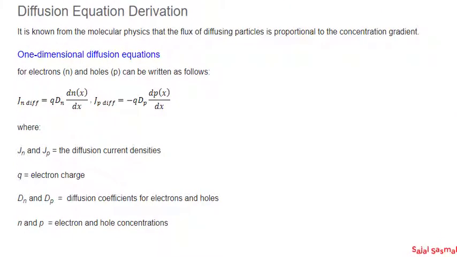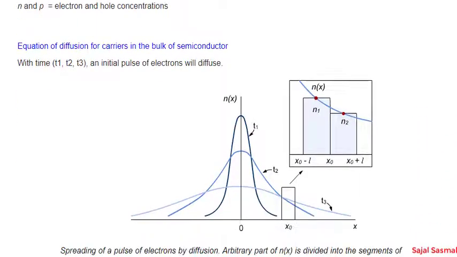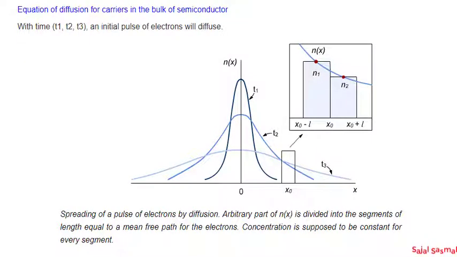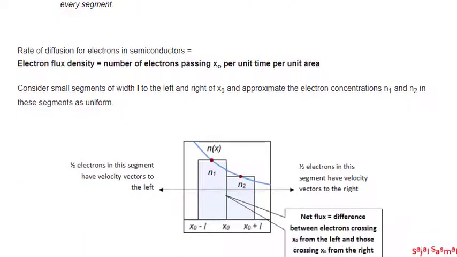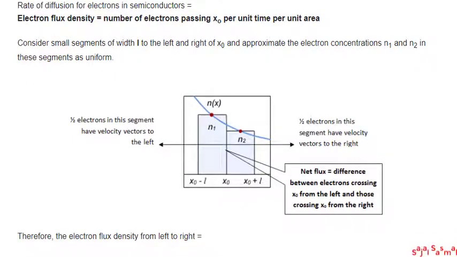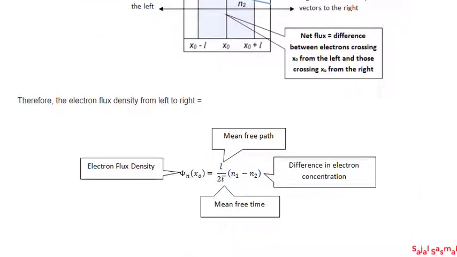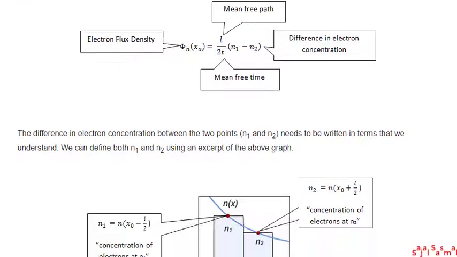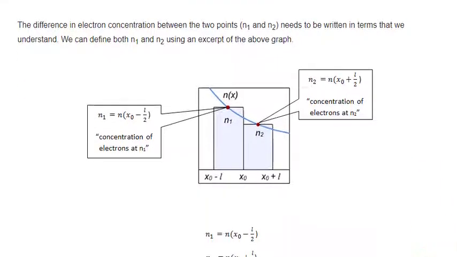Diffusion equation derivation. It is known from molecular physics that the flux of diffusing particles is proportional to the concentration gradient. Spreading of a pulse of electrons by diffusion. Arbitrary part of n(x) is divided into segments of length equal to a mean free path for the electrons. Concentration is supposed to be constant for every segment. Rate of diffusion for electrons in semiconductors equals electron flux density, equals number of electrons passing x0 per unit time per unit area. Consider small segments of width L to the left and right of x0 and approximate the electron concentrations N1 and N2 in these segments as uniform.